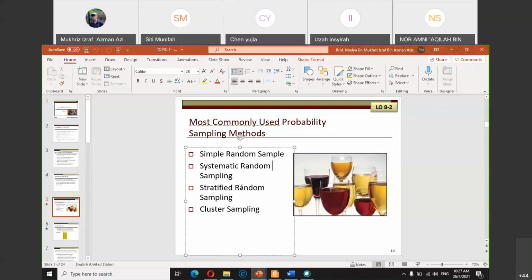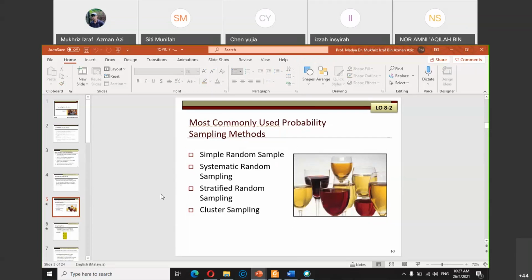So meaning there is no preferred or specific technique for you to choose your sample, okay? So that is the easiest one. And again, the rest we will not discuss in detail. You will learn this more in your semester 7.